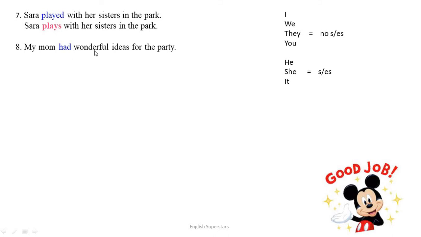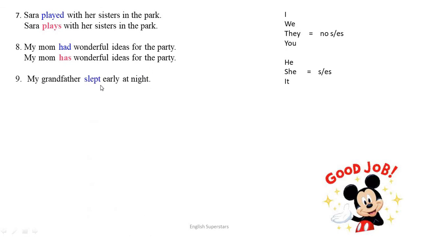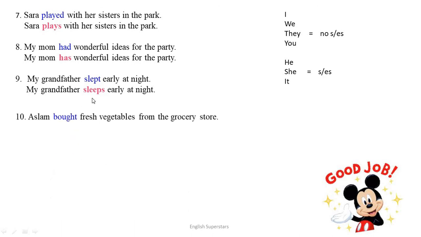My mom had wonderful ideas for the party. My mom means only one, so has wonderful ideas for the party. If it's written my mom and dad, then you will say have wonderful ideas because then they are more than one. My grandfather slept early at night. Grandfather means he. So you will put what? S with it. My grandfather sleeps early at night.